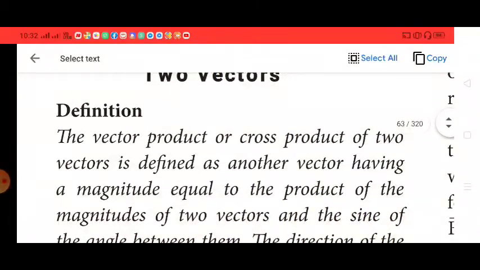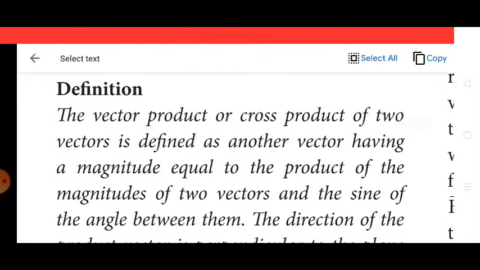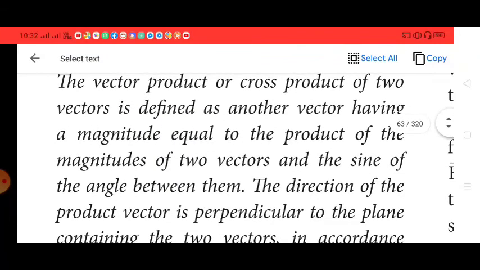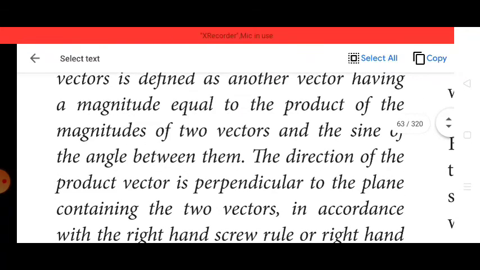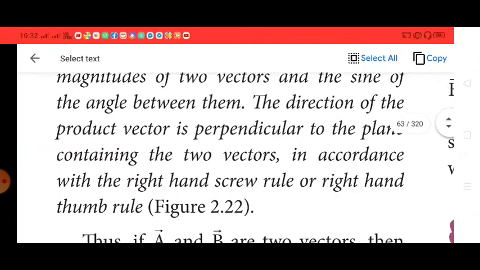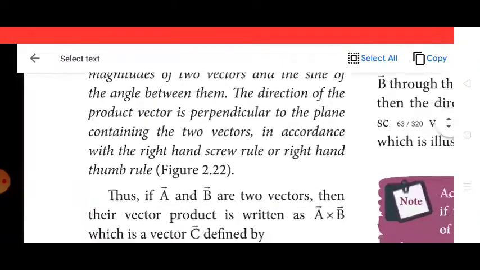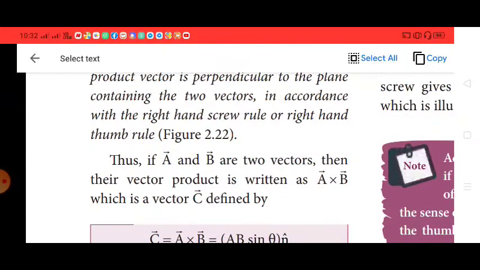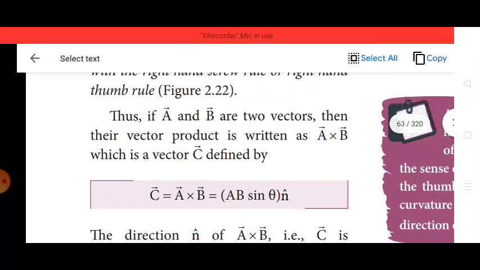Definition: the vector product or cross product of two vectors is defined as another vector having a magnitude equal to the product of the magnitudes of two vectors and the sine of angle between them. The direction of the product vector is perpendicular to the plane containing the two vectors in accordance with the right hand screw rule or right hand thumb rule. That means if A vector and B vector are two vectors, then their vector product is written as A vector cross B vector, which is a vector. C vector is defined by, that means C vector is equal to A vector cross B vector is equal to AB sin theta n cap.